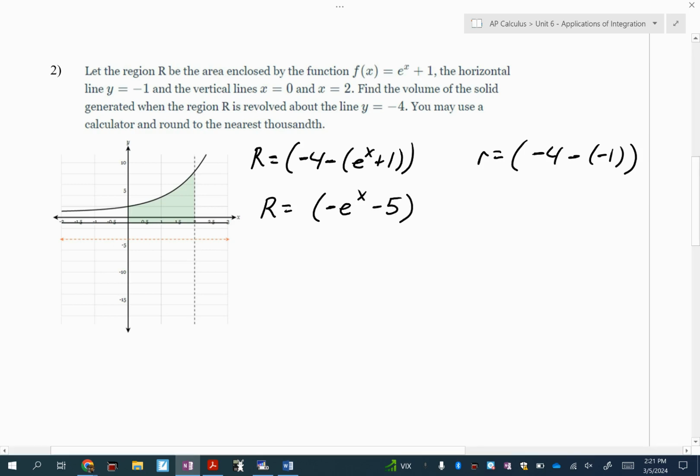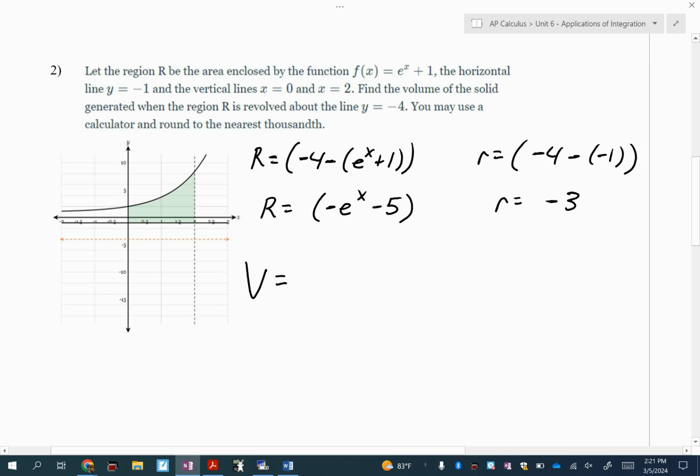-5. What is E again? E is the natural exponential function, so it's approximately 2.7183. Okay, then if you do -4, it's also the base of your natural logs. If you do -4 minus a -1, that's going to become -3.